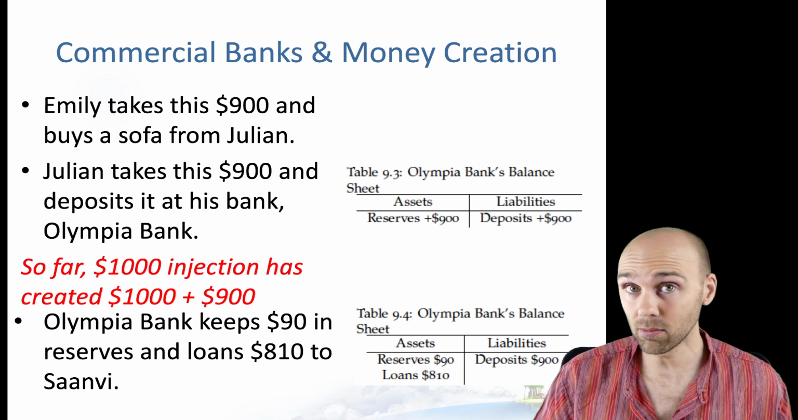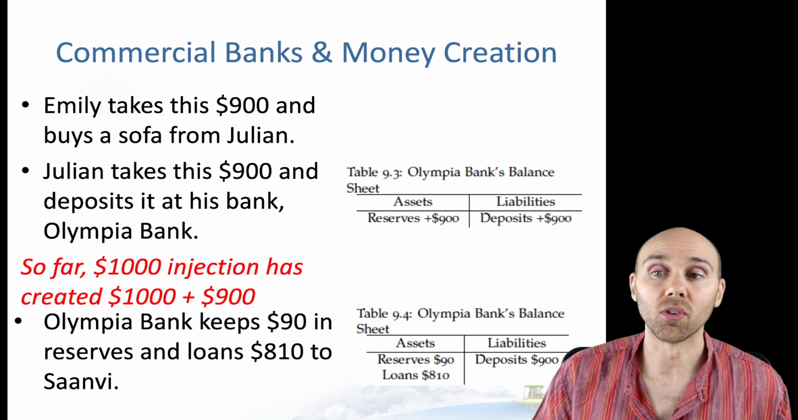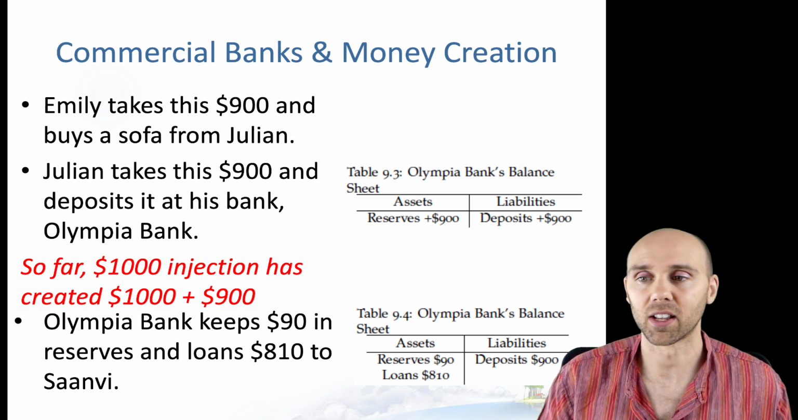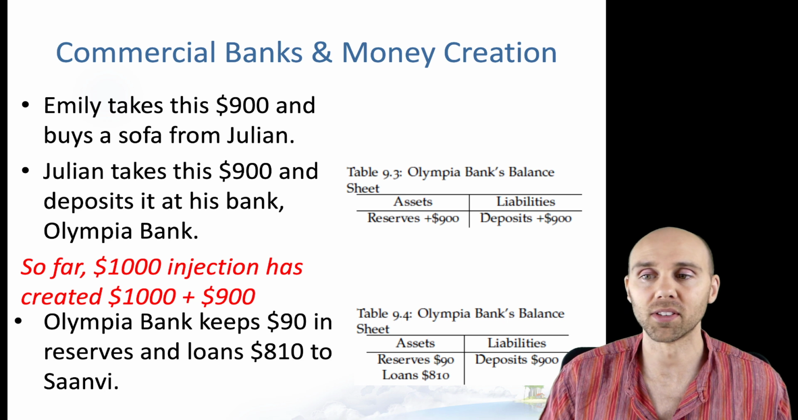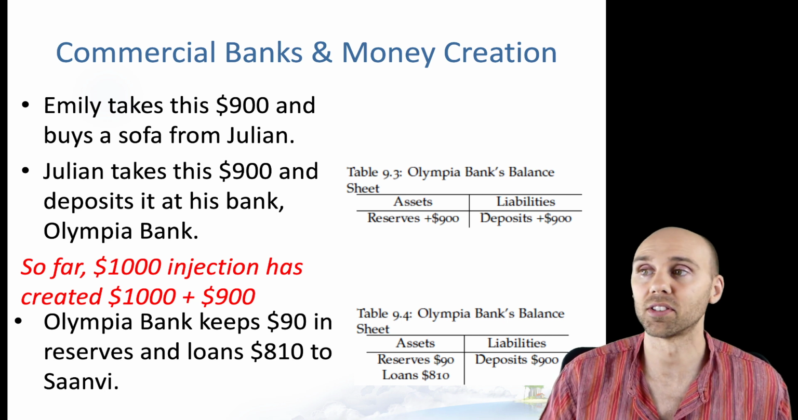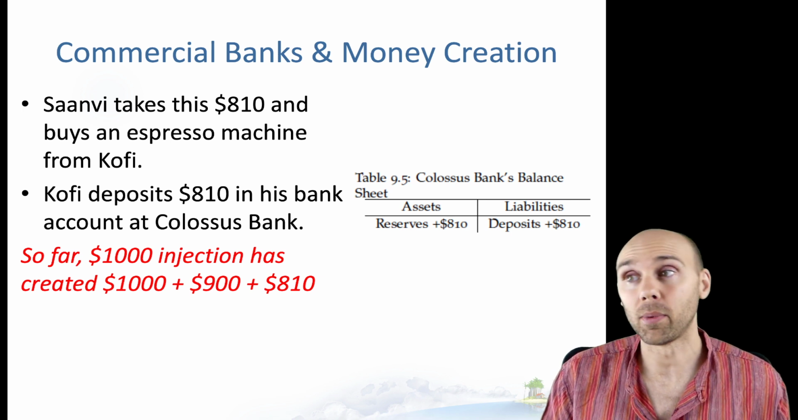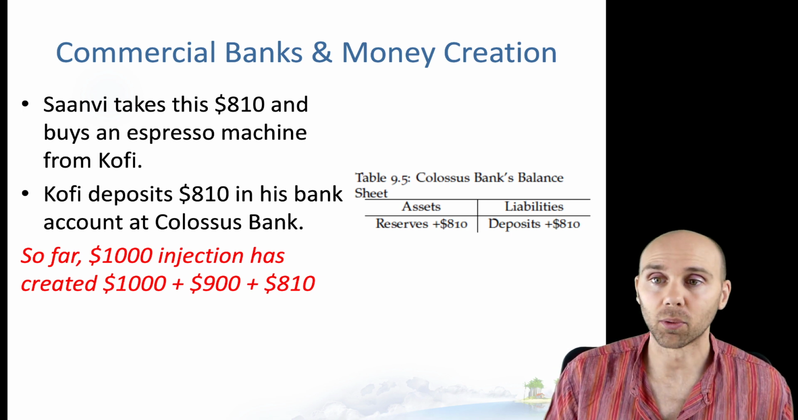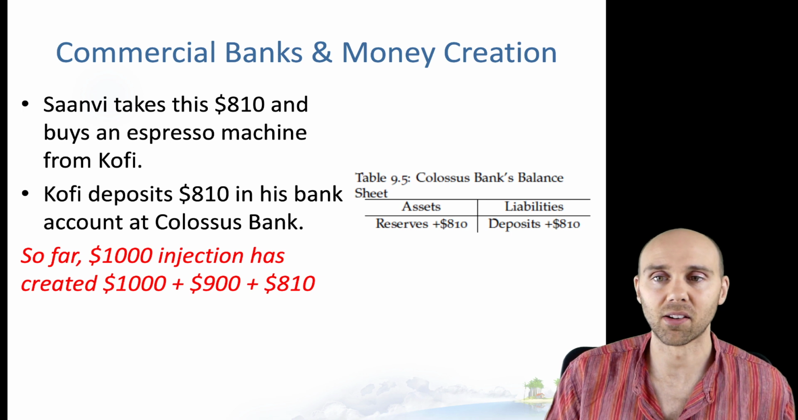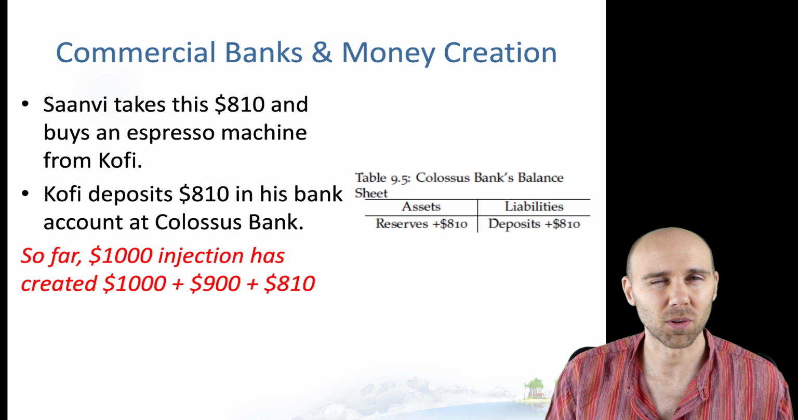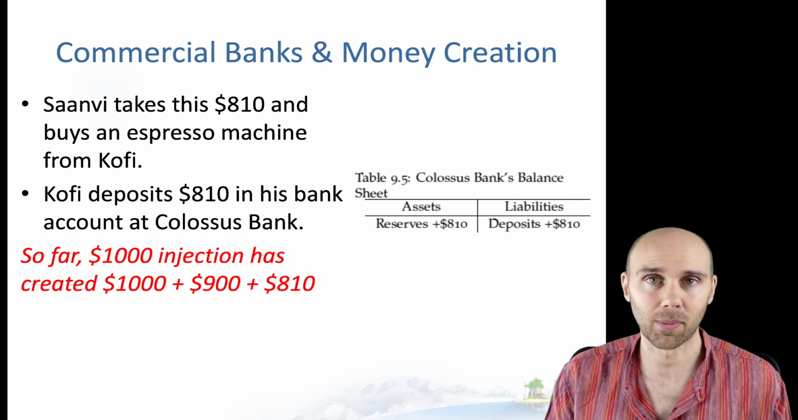Well, it keeps 10%, $90, and it loans out $810 for some other profit-making activities, such as loaning it to Sanvi. So it loans out $810 to Sanvi. Why did Sanvi borrow that money? Well, maybe he wanted to buy an espresso machine from Kofi. Kofi deposits $810 in his account at Colossus Bank, and we need to add on that extra money created on the Colossus Bank's balance sheet.